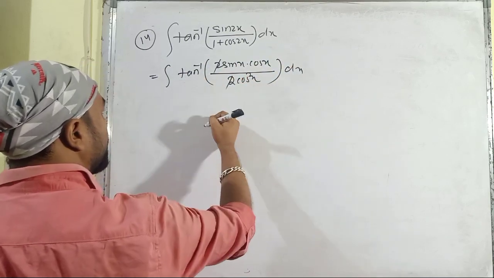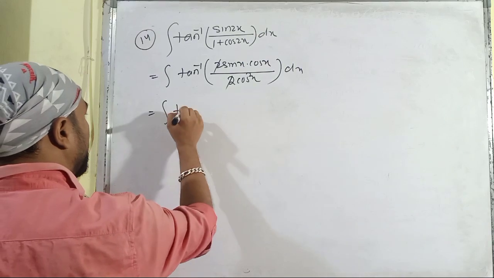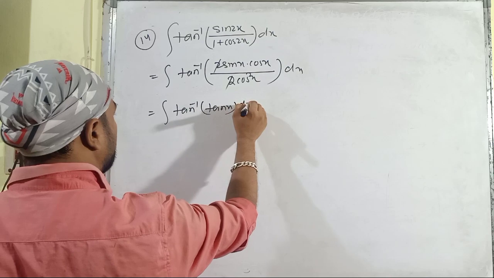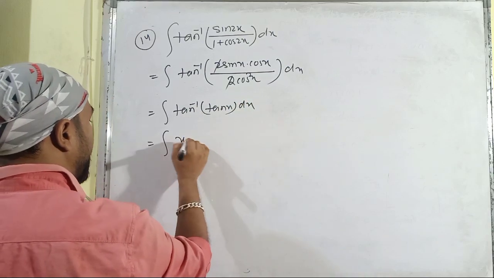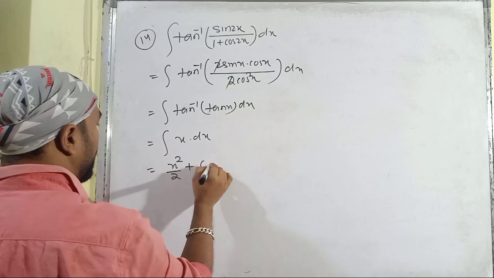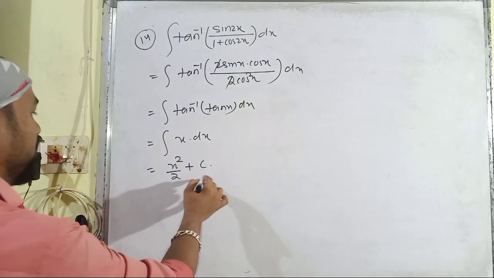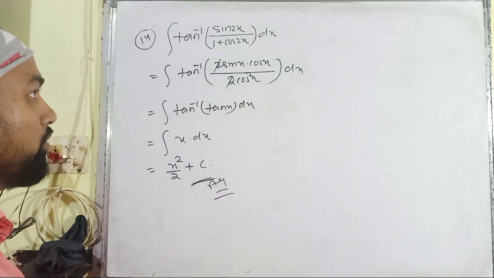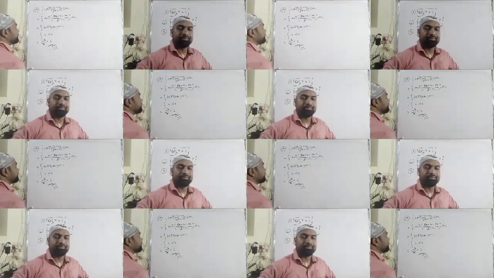Just simplifying, we have the integral of tan inverse tan x with respect to x. Then it will be the integral of x dx, which is equal to x square divided by 2 plus c. So this is the answer for the problem number 14. Then coming to the problem number 15.